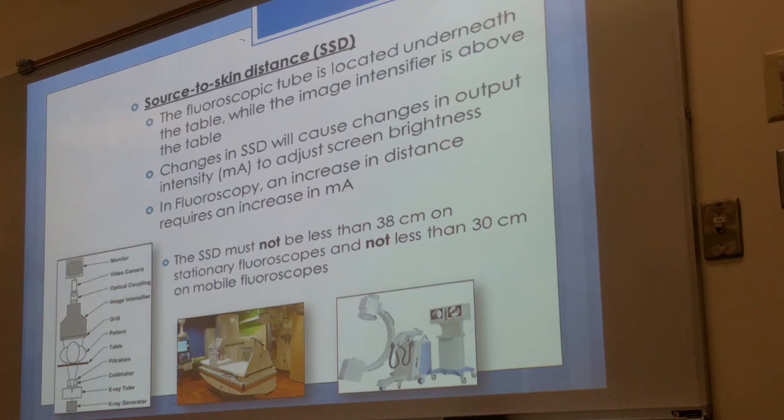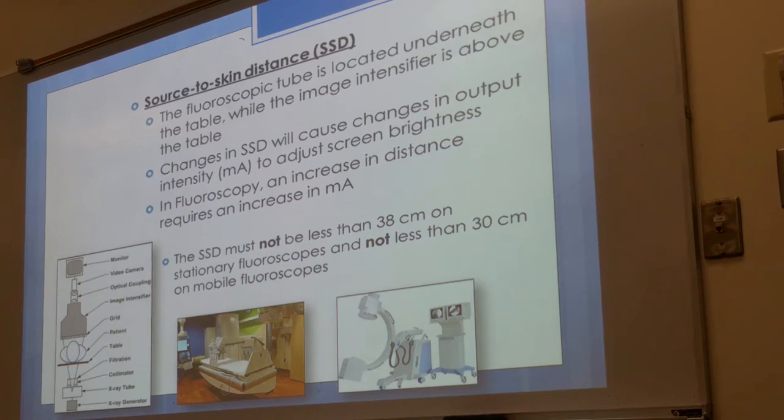So let's just say, for instance, your SSD was increased. If you're increasing your distance, what happens to the intensity of the beam? It decreases. So what do you think is going to happen to the image on the screen? It's also going to decrease. So it's not going to be as bright. So to adjust for that brightness, the fluoroscopic unit is going to automatically increase the MA, or increase the number of X-rays, which therefore will increase the brightness on the display screen.